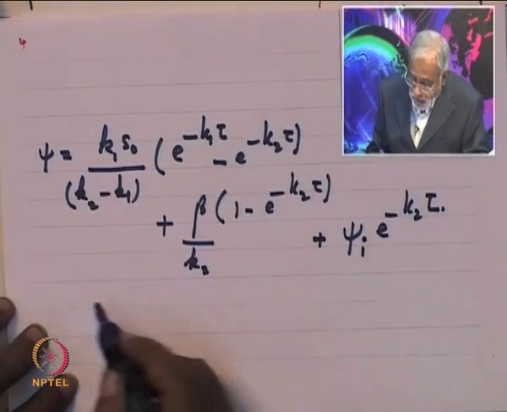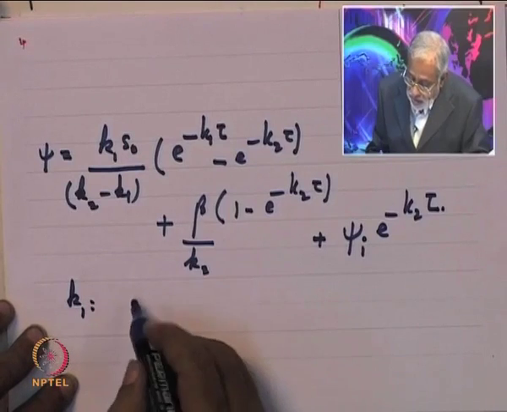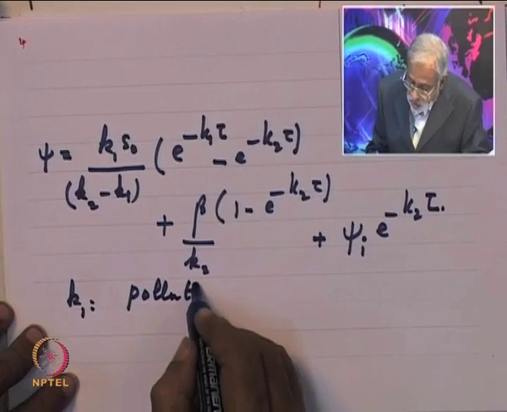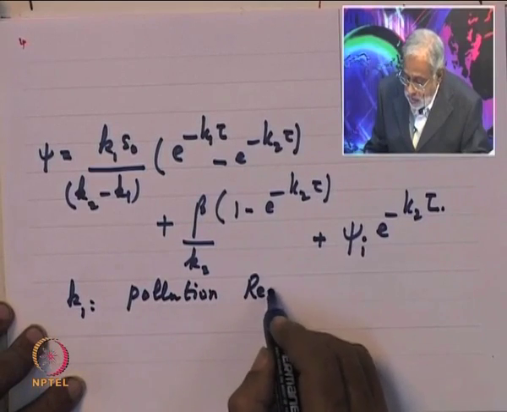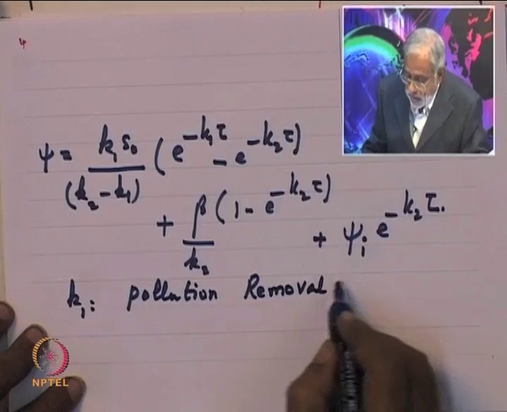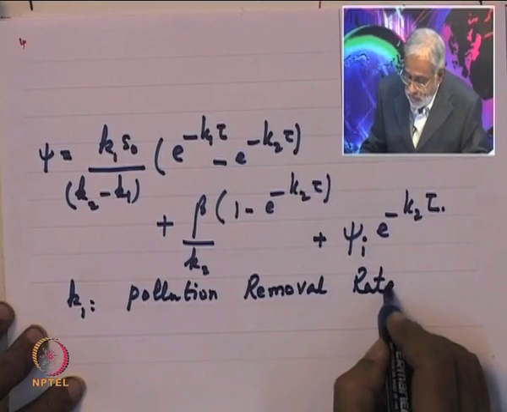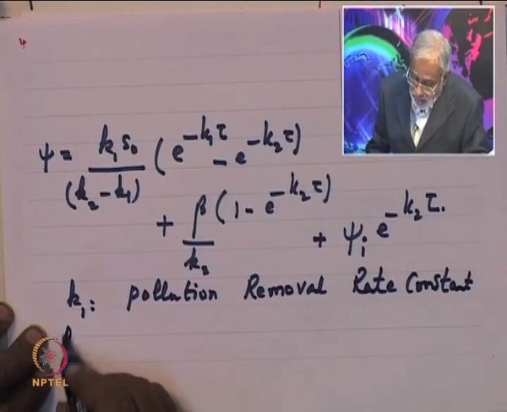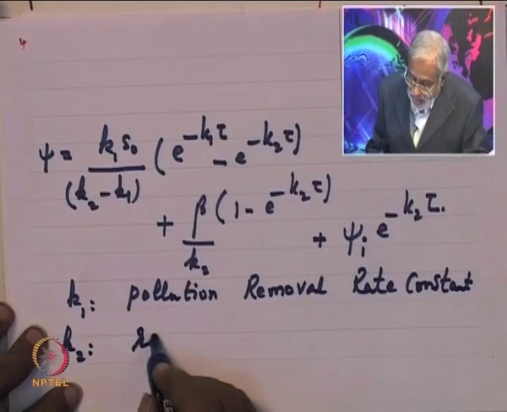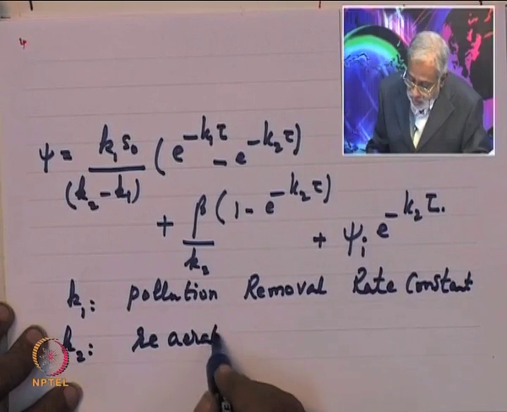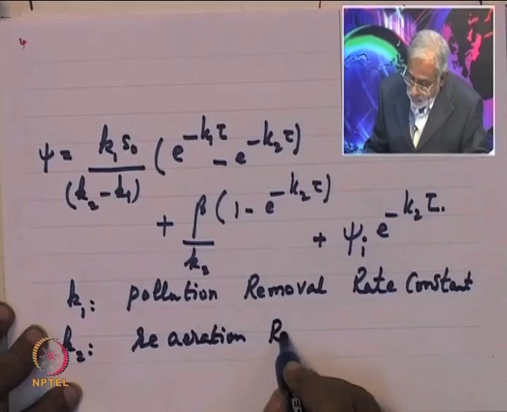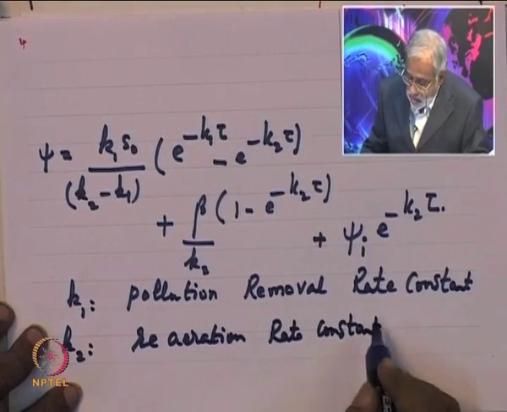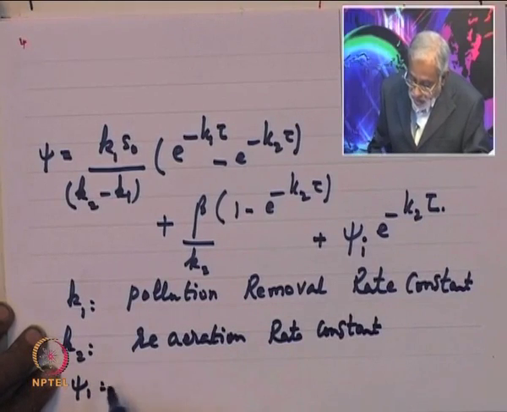Now, here k 1 is the pollution removal rate constant, okay. And k 2 is the re-aeration rate constant. Okay. And psi I is the initial sag.